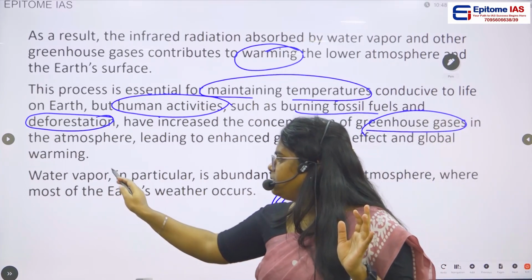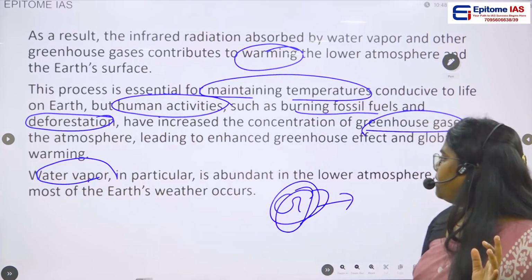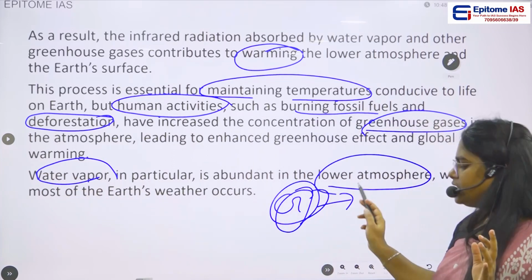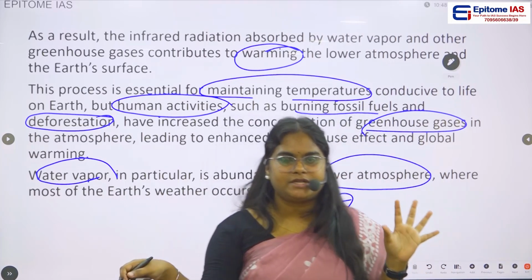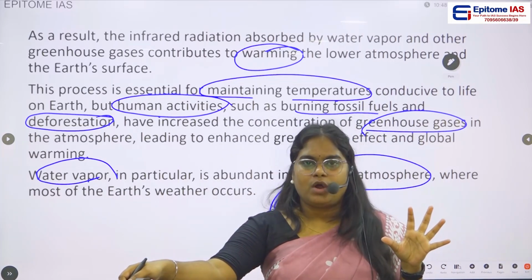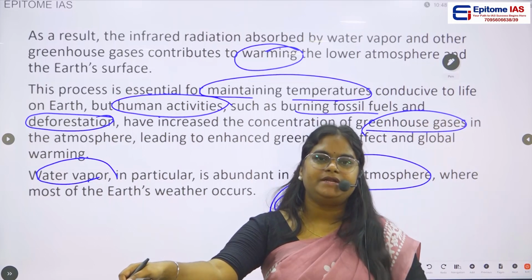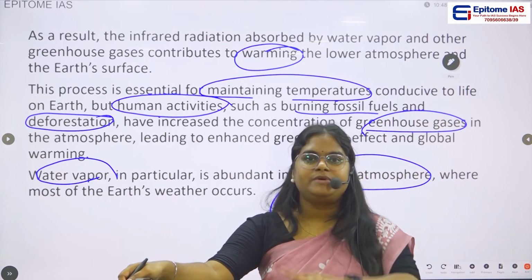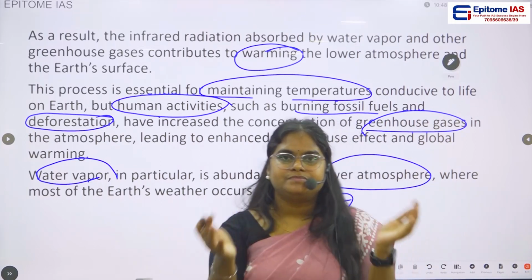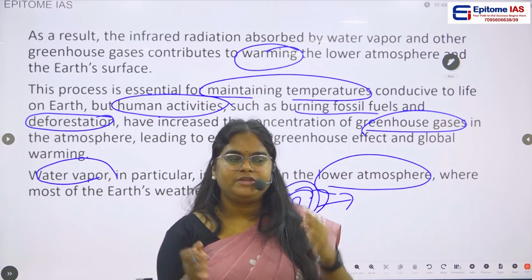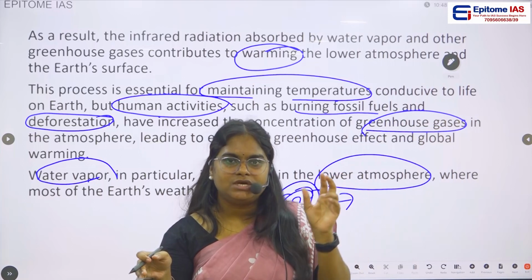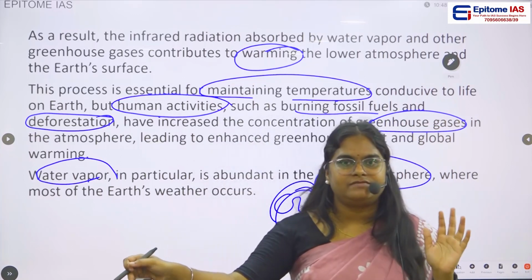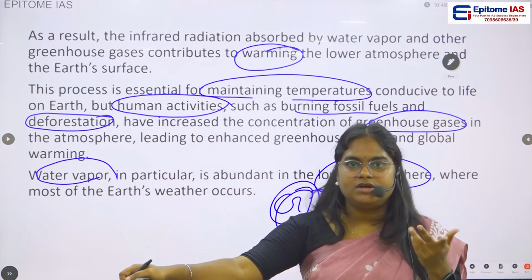Then, water vapor in particular is abundant in the lower atmosphere. Yesterday we saw this, right? In one question we were talking about this particular point, that the water vapor is found maximum in the lower atmosphere, and when you increase the height or the altitude, the water vapor will be decreasing with increasing altitude.